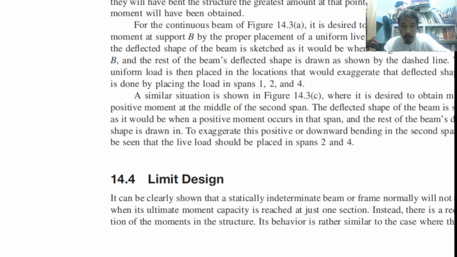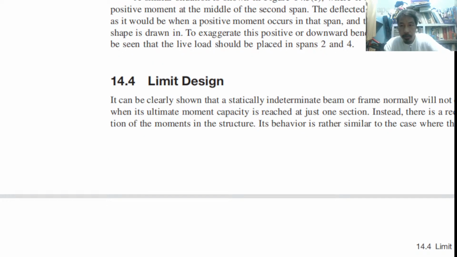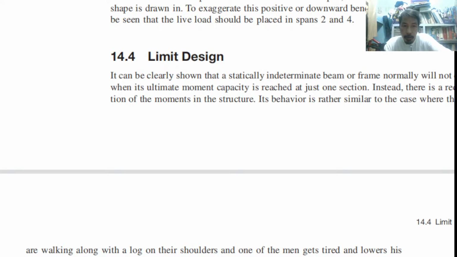Okay. So let's go to the next topic, which is limit design. It can be shown that a statically indeterminate beam or frame normally will not collapse when it reaches its ultimate moment capacity. We know this because we are talking about continuous, fixed. We are talking about simple beam, usually determinate beam in our design.